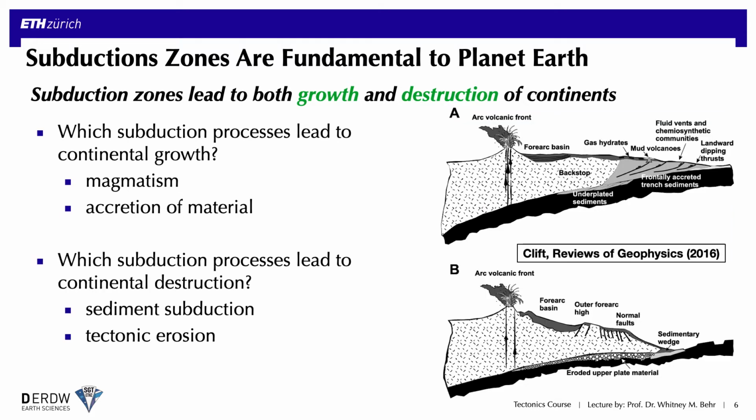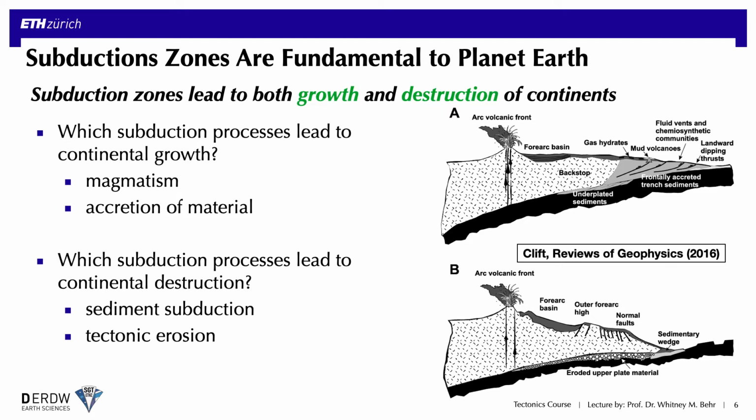At the same time, however, certain processes associated with subduction zones can also destroy continental material. This includes the subduction of sediments, especially where the sediments are derived from a continental overriding plate. And so if, for example, rather than accreting onto the accretionary prism, these sediments are subducted into the deep mantle, that will represent a net continental loss.